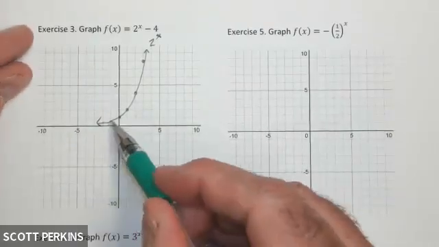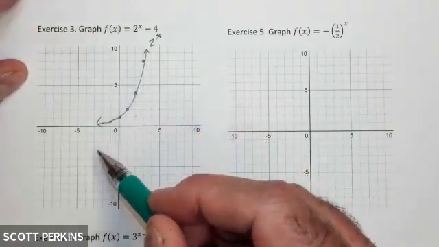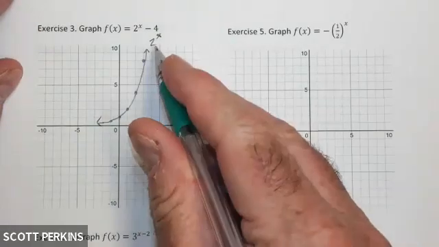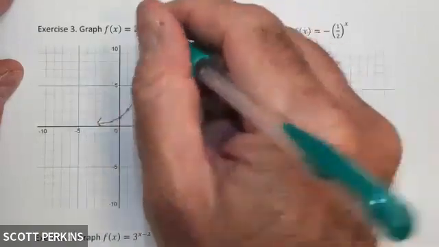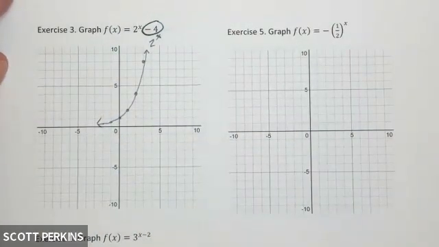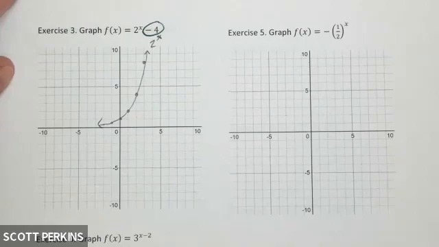All right, so here's my 2 to the x graph. I just reproduced it from the first page. You can make a table of values if you need to. Okay, so I've labeled it as 2 to the x. What does this minus 4 do to the 2 to the x graph? Down 4. Yes, that's a minus 4 off to the side. It says take all of your function values and subtract 4.